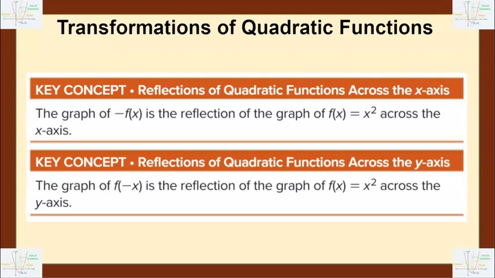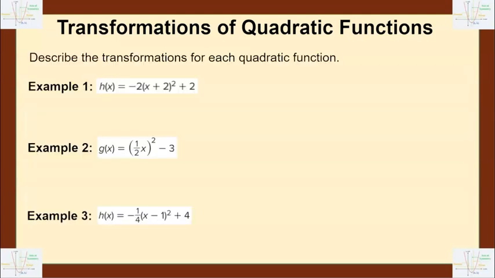And if the negative is on the inside of the parentheses, it affects the x-coordinate. And if it affects the x-coordinate, it goes from a positive x value to a negative x value, which means it's going to be reflecting across the y-axis. So let's take a look at some examples.